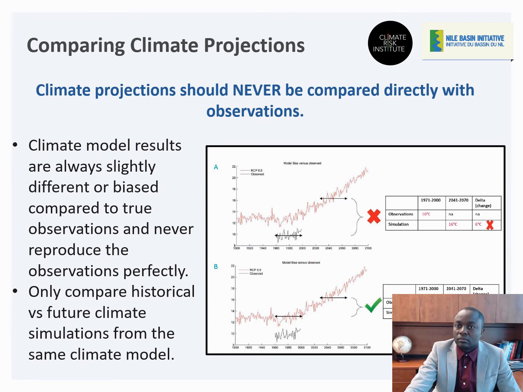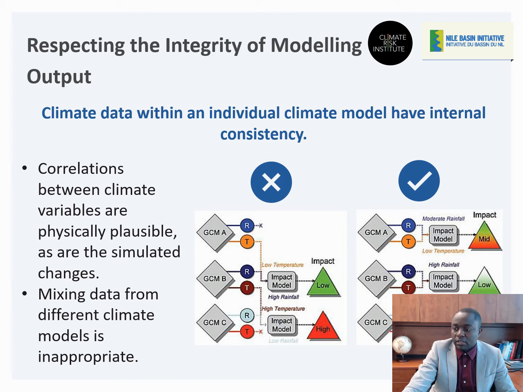Another important rule for using climate projections in practical risk assessments is respecting the integrity of modeling output. Note that climate data within an individual climate model have internal consistency. So if you are doing a climate risk assessment, for example, do not come to one model, say GCM A, take precipitation, then go to GCM B and take temperature, put it in your impact model. If you do that, you get a low impact. But if you went to GCM A, extracted rainfall, and then extracted temperature from the same model, put it in your impact model, the outcome will be mild impact instead of a low impact. So always respect the integrity of climate modeling outputs in your risk assessments.